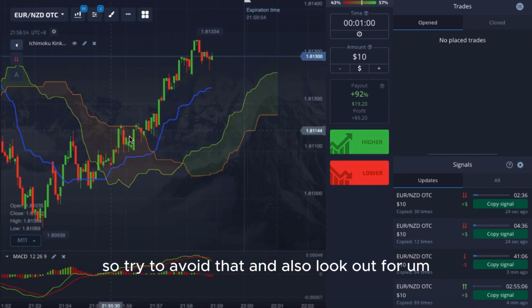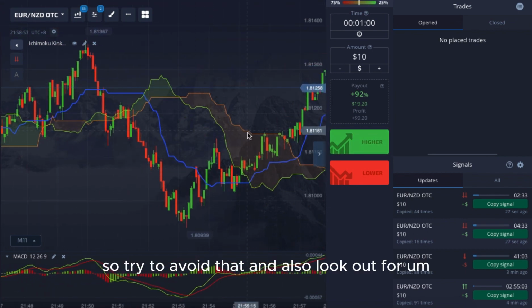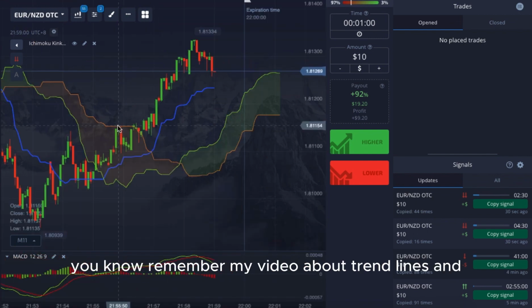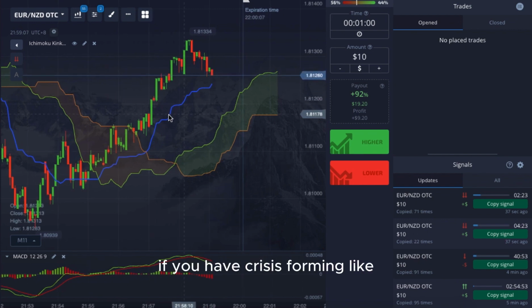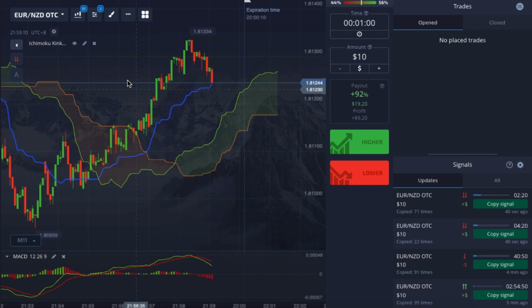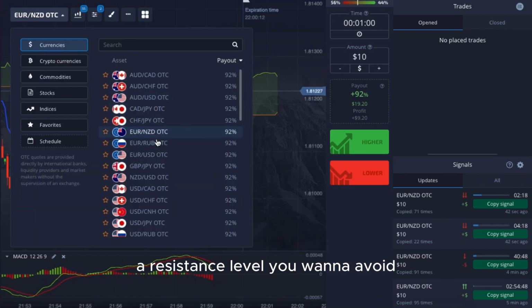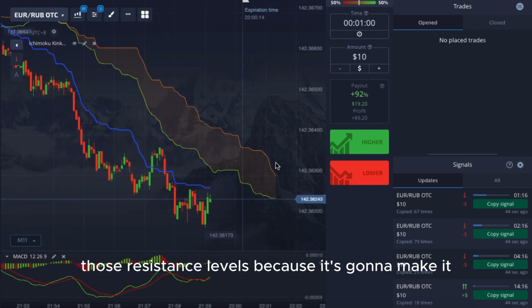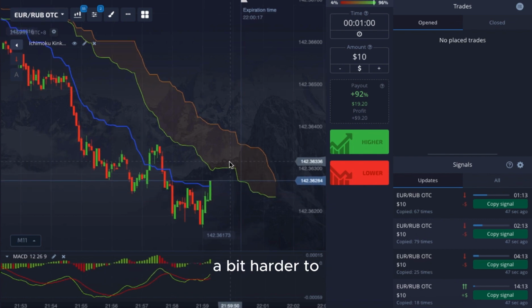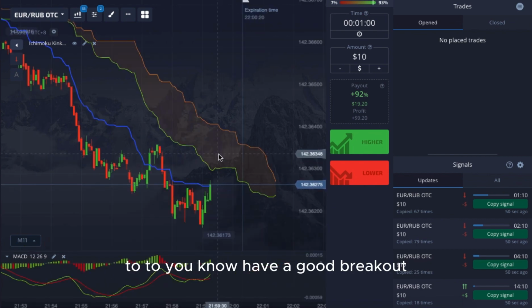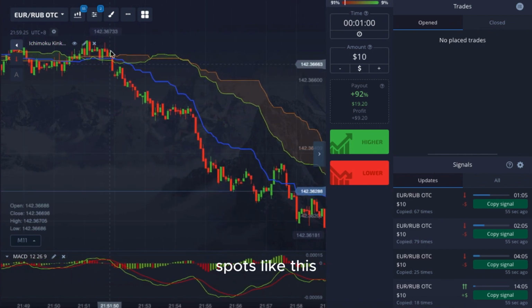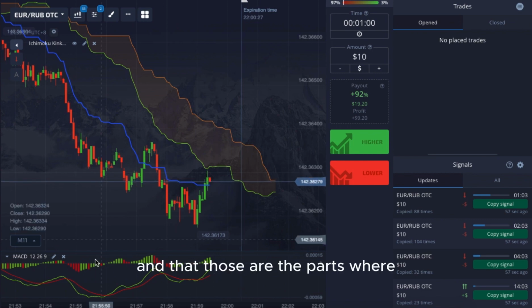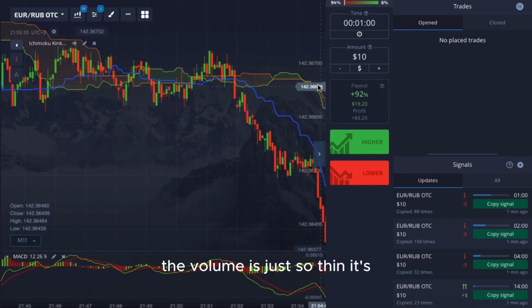So try to avoid that, and also look out for, remember my video about trend lines and trend line trading? I did some support lines, etc. If you have prices forming a resistance level, you want to avoid those resistance levels, because it's going to make it a bit harder to have a good breakout. It's best when it's trending.